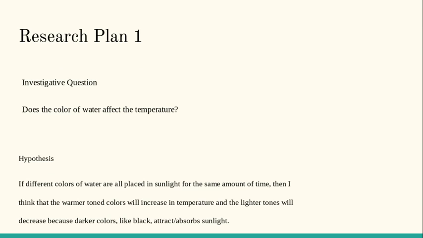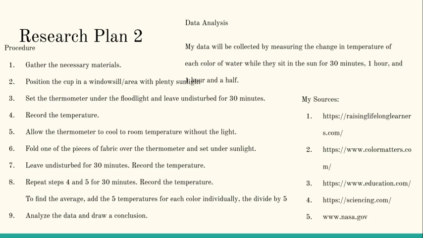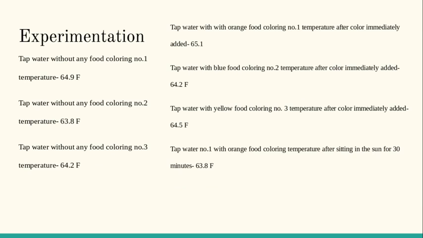Research plan part 1, investigative question: does the color of water affect the temperature? And then my hypothesis, as I stated once before. Procedure, I have, as I stated once before, and then data analysis. My data will be collected by measuring the change in temperature of each color while they sit in the sun for 30 minutes, 1 hour, and 1 hour and a half, and then my 5 sources.